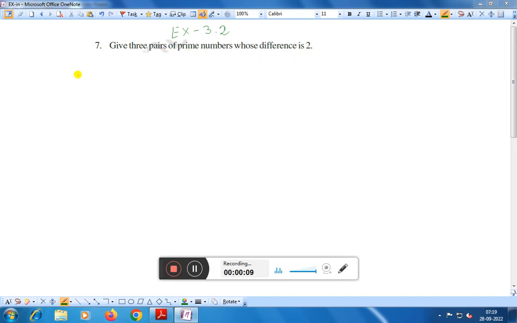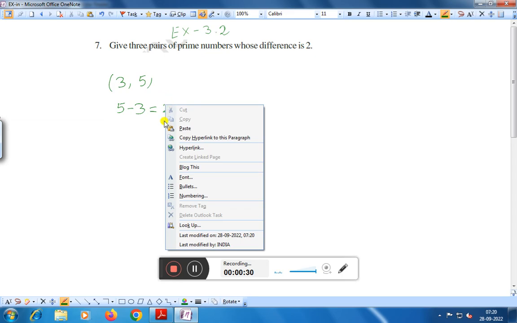Alright, we are taking two prime numbers whose difference is 2. Suppose one prime number we have taken is 3 and another prime number is 5. If we take the difference, that is 5 minus 3, we are getting 2. The difference is 2 and we have taken two prime numbers. This is one pair.